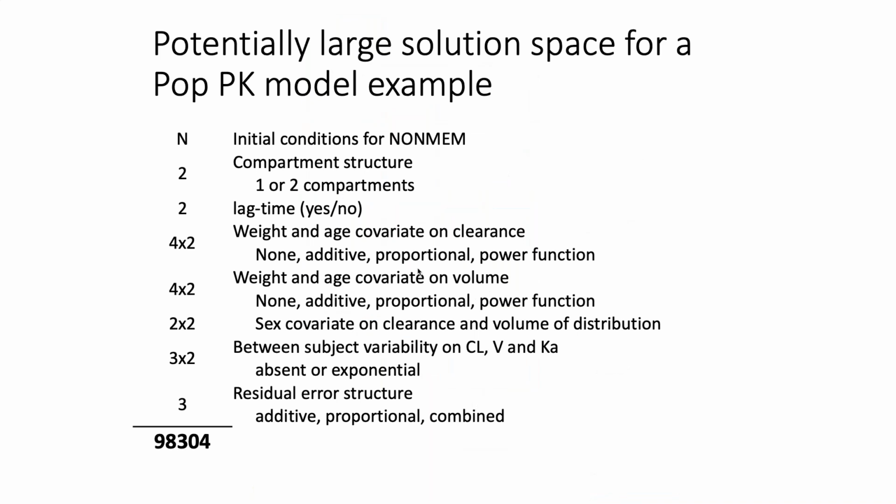So one of the challenges is you can evaluate these models, but you very rapidly come up with a number of models that becomes more and more difficult to evaluate. So here's an example where you have one or two compartments. Maybe you have a lag time. You have a few covariate relationships. The continuous relationships might have 4 options: none, and 3 functional forms. Categorical covariates might have single options, and then whether or not there are hierarchies of variability on the different parameters. And in this case, we have almost 100,000 model candidates.